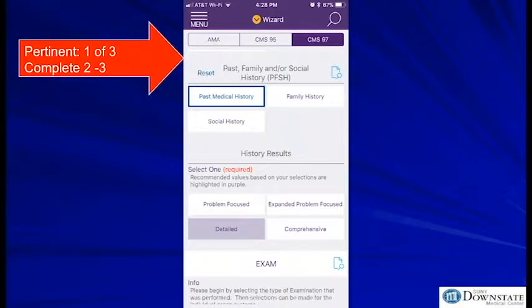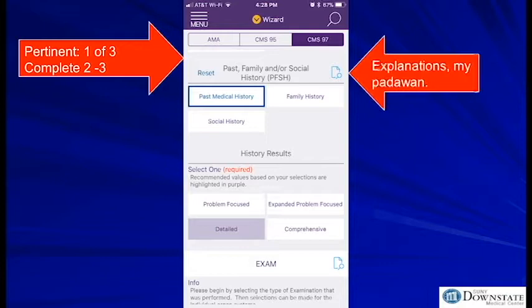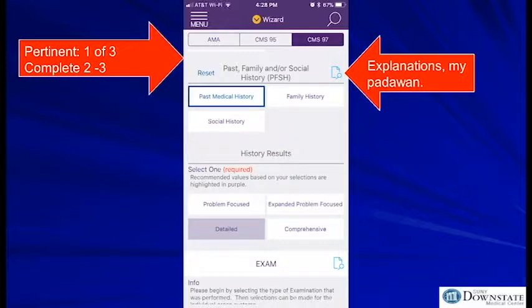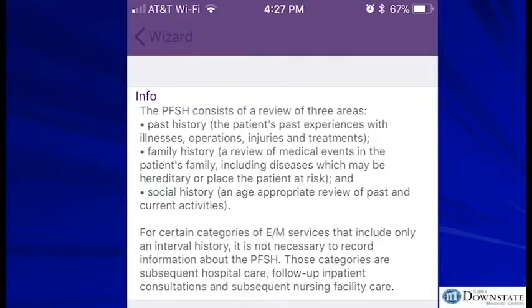Past medical history is easy. Pertinent is 1 of 3. Complete is 2 to 3 of 3. And the explanations on the right-hand side of the screen, if these are all confusing terms, you can simply open them up and you can learn that the past, family and social history consists of a review of 3 areas: the past history, the patient's experience with illness, operations, and injuries, the family history, which is everybody he's related to, and the social history, that's age appropriate for past and current activities.